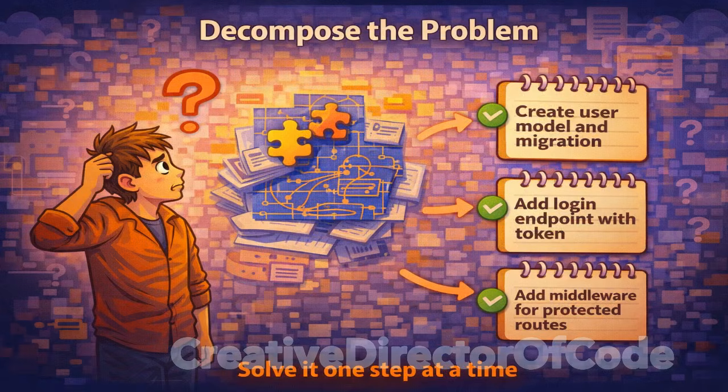So how do you fix this? You decompose. Before you ever open a prompt, break the big problem down into small, independent pieces. Each one something you can describe in a sentence or two and verify on its own.